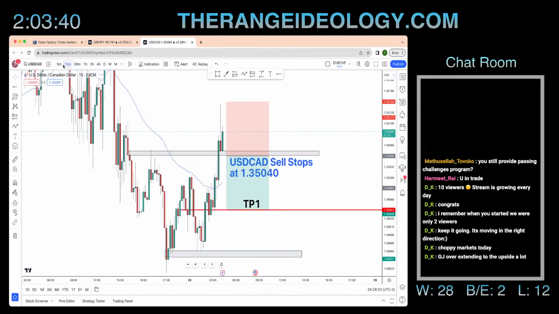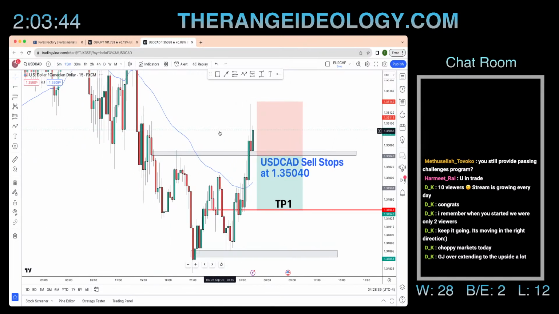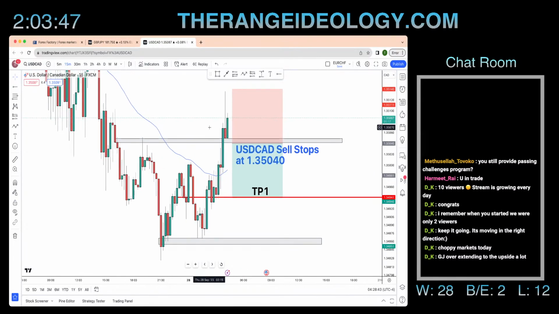On the other hand, USD CAD now is very, very slow here. Very slow moving.